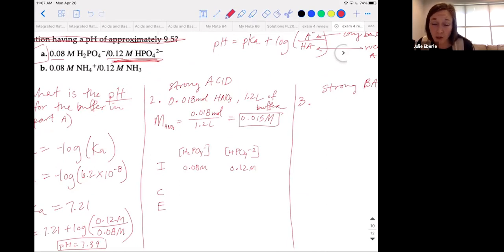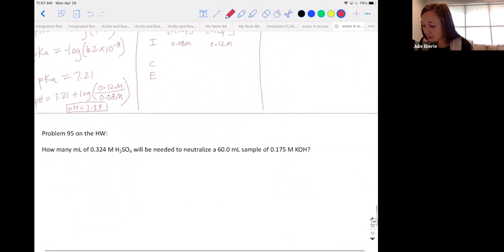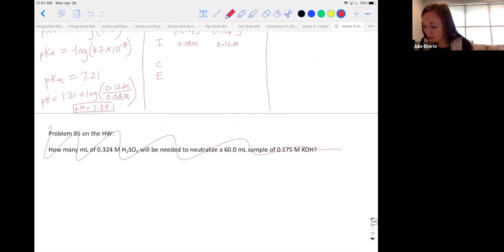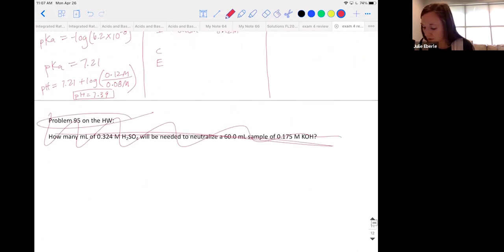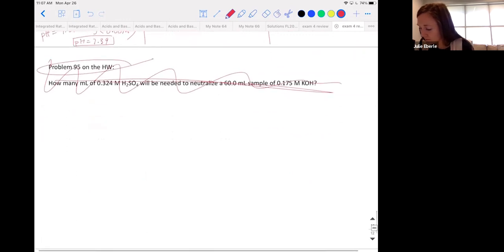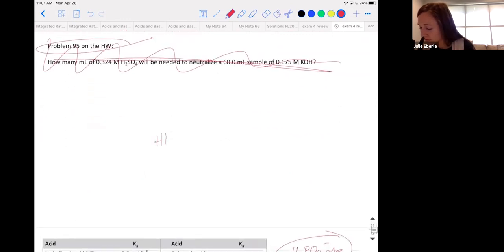Because one of these buffer components is going to get used up to neutralize this acid. And in the process, we're going to make more of the other component. Okay, so let's examine that. I'm going to use a buffer diagram. This is actually on the homework, and we worked a problem earlier just like it. So buffer diagram. We have H2PO4 minus, which is in equilibrium with HPO4 minus 2. This is the weak acid. This is the conjugate base.